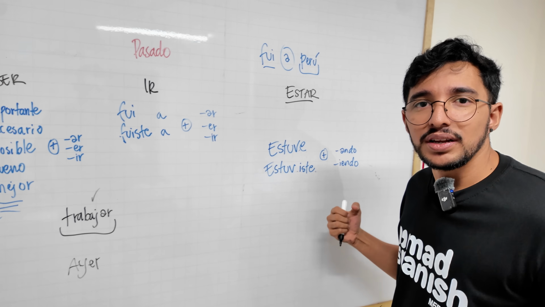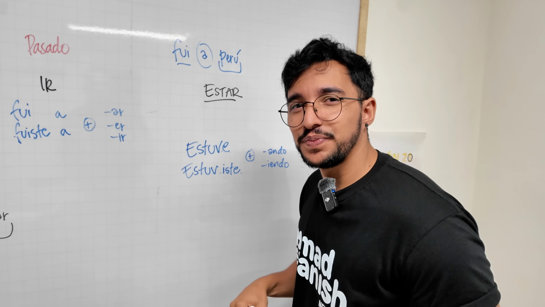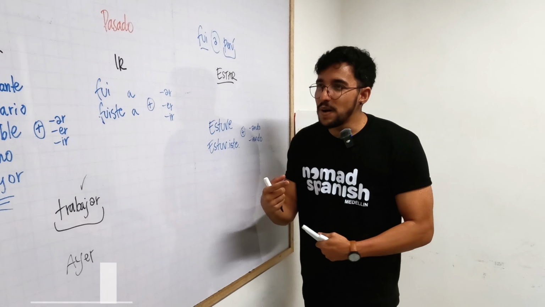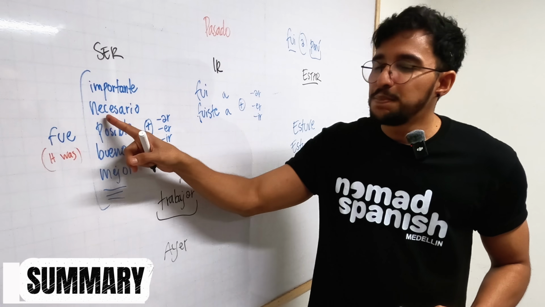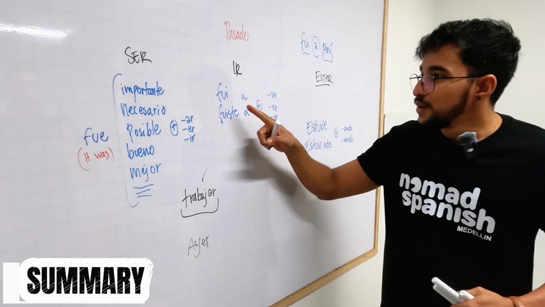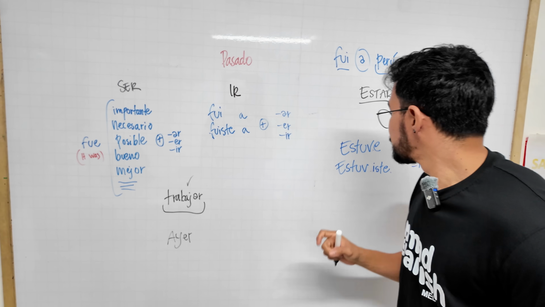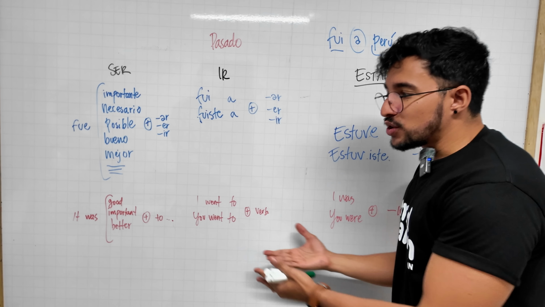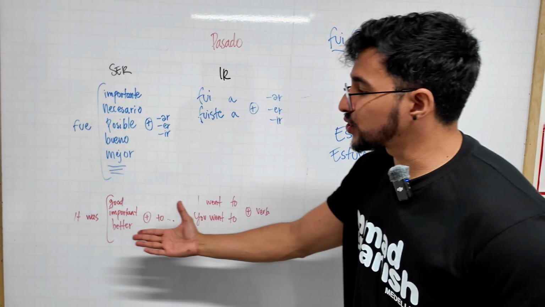And then I can practice the estar version of the hack. I was working. How do you say that? Pause the video. Yeah, it would be estuve trabajando. So let's go back. Fue imposible trabajar. Fui a trabajar. Estuve trabajando. All right, and this is what you know. Now you know how to say things like this.